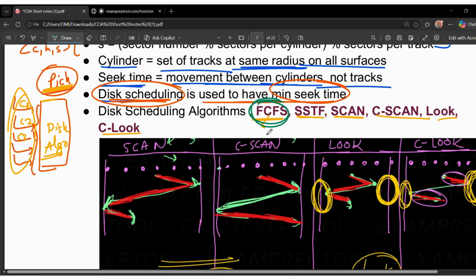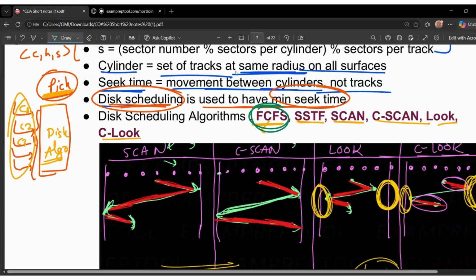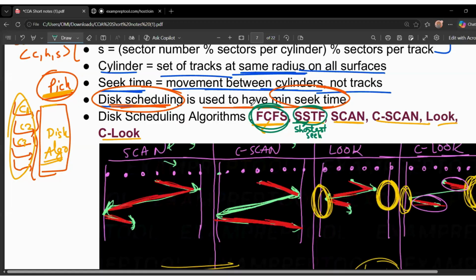So FCFS means first come first serve. Then SSTF means shortest seek time first. We are only considering the nearby request to get the shortest seek. Then we have four types: SCAN, C-SCAN, LOOK, and C-LOOK.